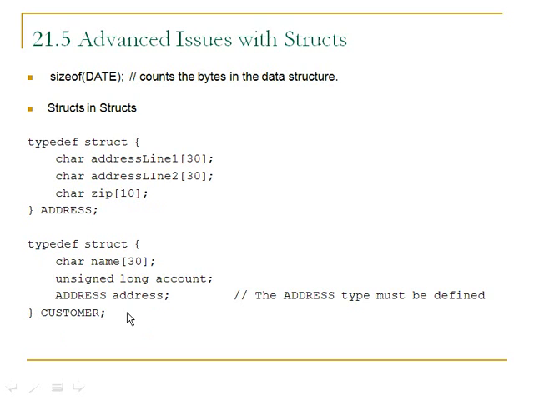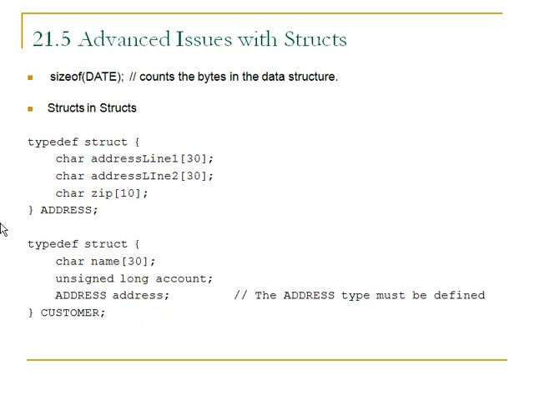Here's another one. In this case, we're defining something called a customer. What are the component parts of a customer? Well, a customer has a name and an account number and an address. Well, where did this thing come from? That was our own user-defined type that we defined just up here. So keeping the customer data type neat, we didn't put address line 1, address line 2, and zip in here. We used our data type to make a nice representation of what an address is, and now we can use that in our definition of the customer struct or the customer data type.